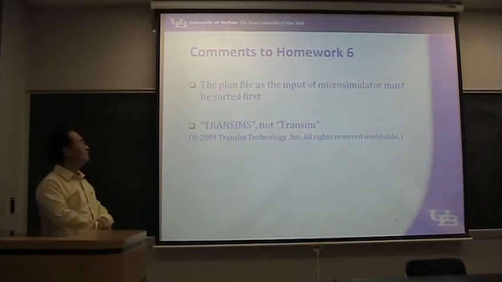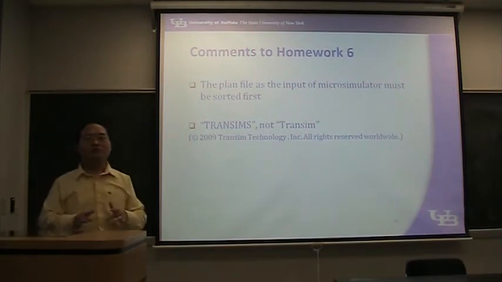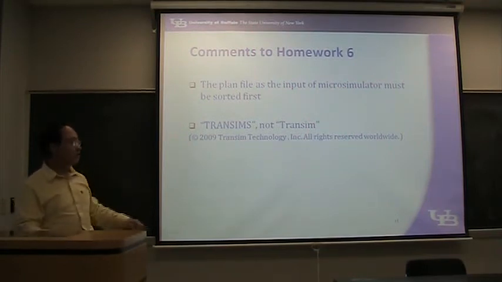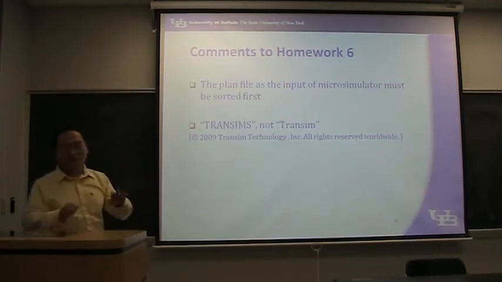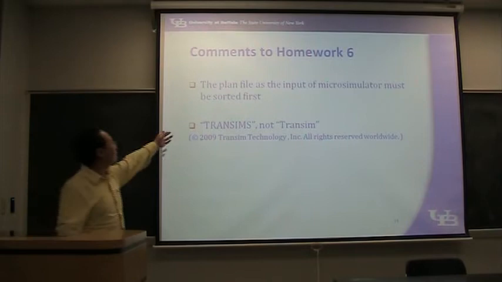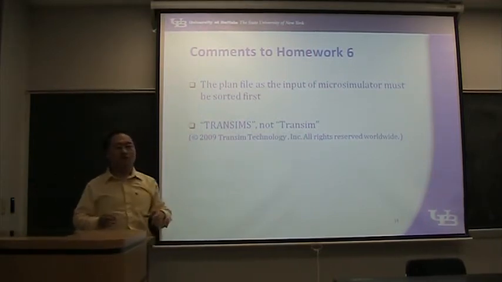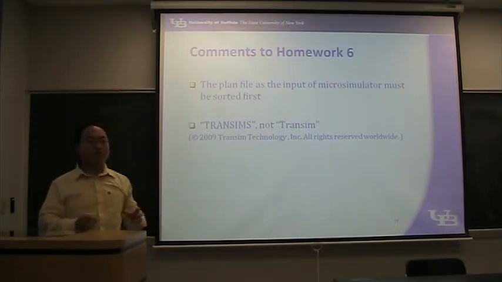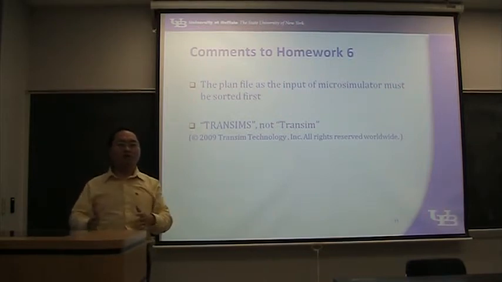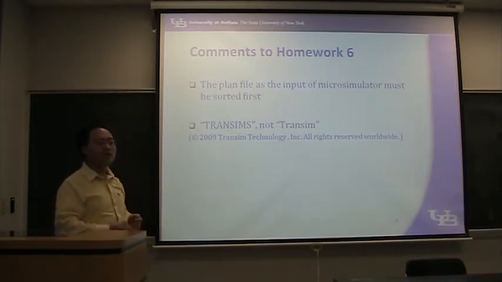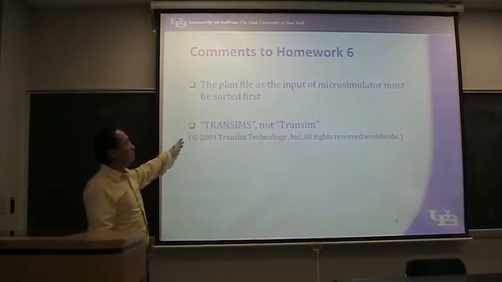Homework 5 was network coding using vSim and AIMSIM, and you are all doing it very well, so I skipped it. Here is homework 6, coding TRANSIMS. I want to mention that the plan file as the input of the macro simulator must be sorted first. If it's not sorted first, you are going to see a lot of problems, like arrival time problem or departure time problem. So if you see a lot of those problems, be sure to sort it first.